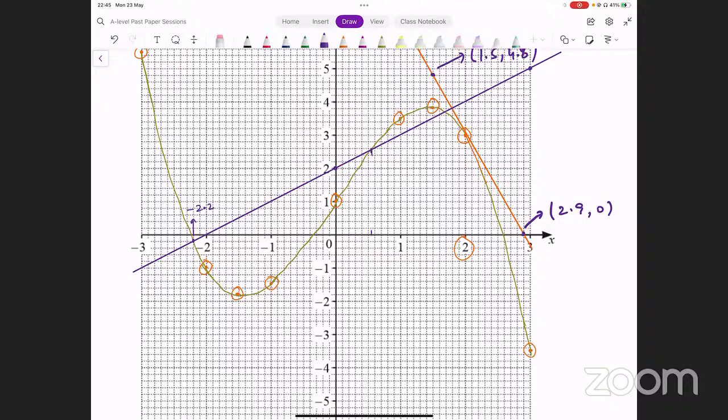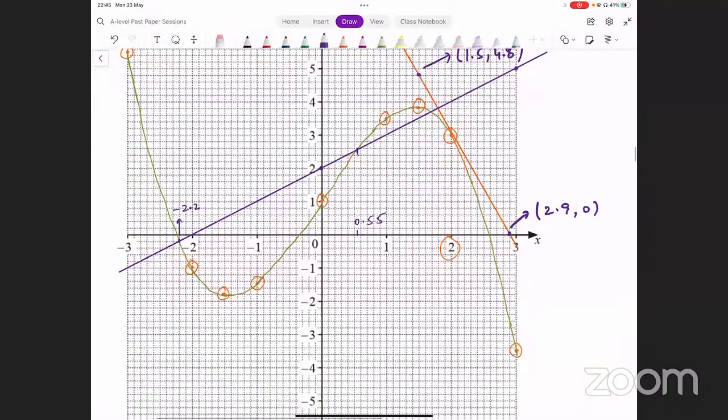ये मेरे पास एक दूसरा solution बन रहा है. This is 0.55, 0.5 और 0.6 के दरम्यान में. It's going to be 0.55. And then the third one is right here. You can say that is basically this point here, which is 1.7. So I've got these 3 points. ये मैं यहाँ पे लिख देता हूँ नीचे. Minus 2.2.